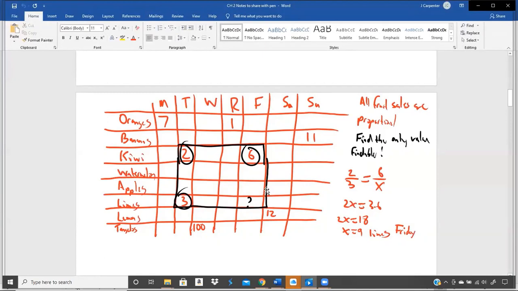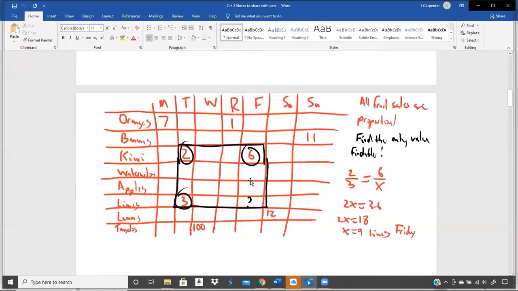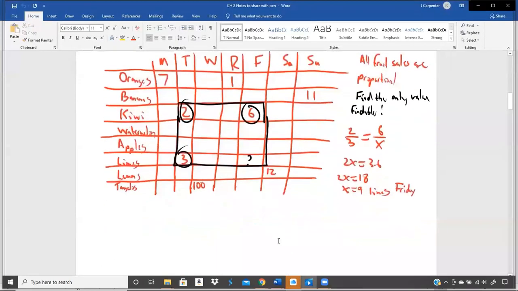But all of those would have led to the same answer of x equals 9, which in this table was limes on Friday. Whereas before, in the smaller table, it was different fruits, different days, just to prove a point. Again, you will see this over and over in this course, especially with something called a consumer price index. We'll get into that later.